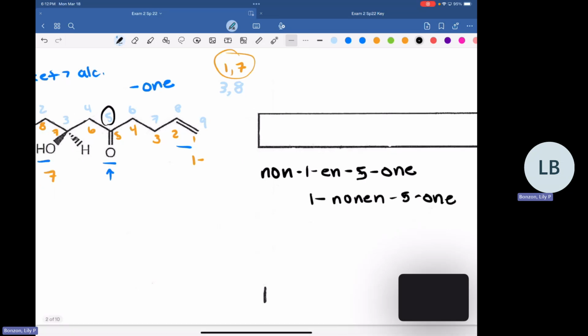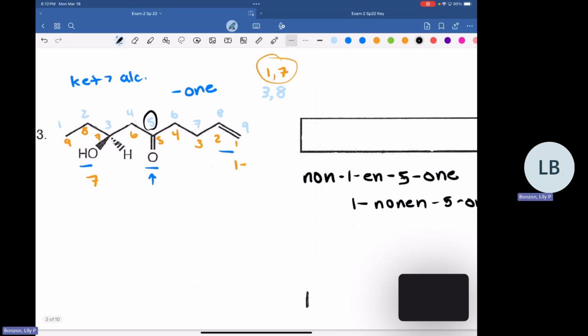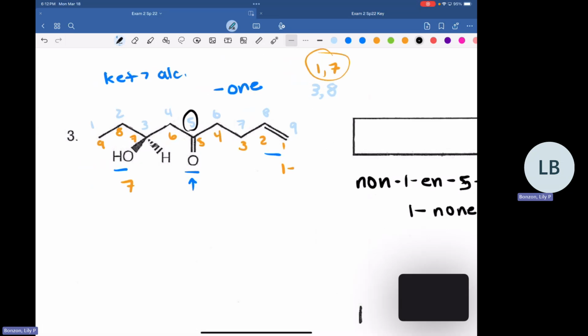So that's our parent. Then we just have to worry about this alcohol as a substituent. And so remember, alcohols, when they are not the parent, their substituent name is going to be hydroxy. And so it starts on carbon 7. So this is going to be 7-hydroxy. We don't have any other substituents on here.